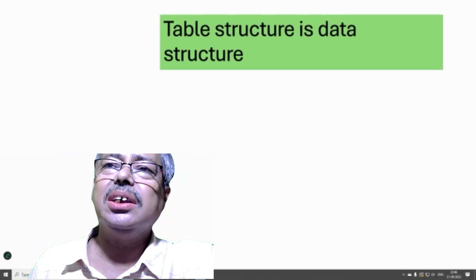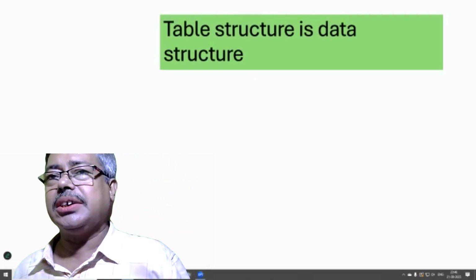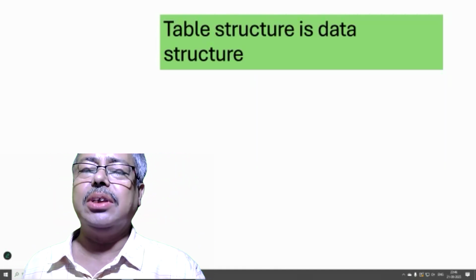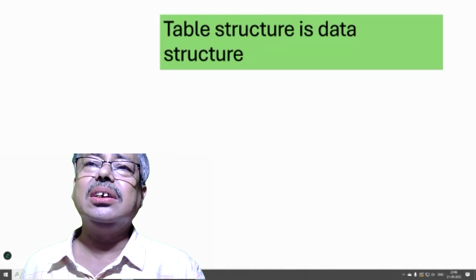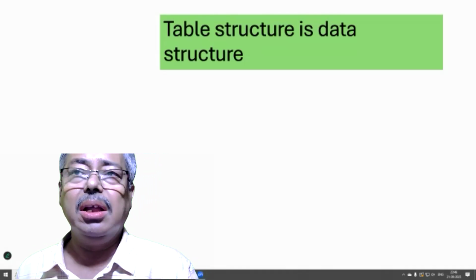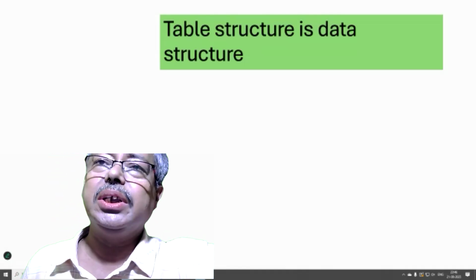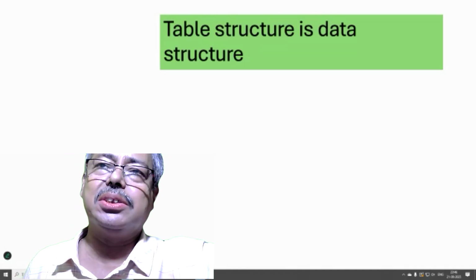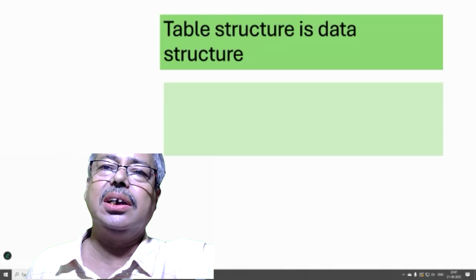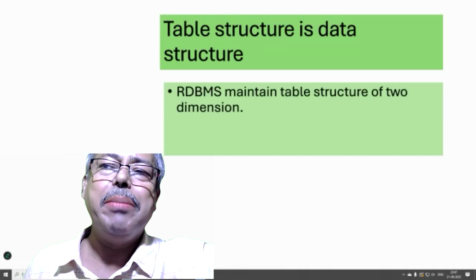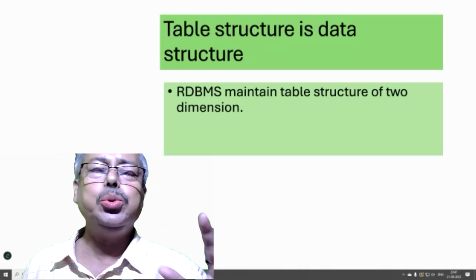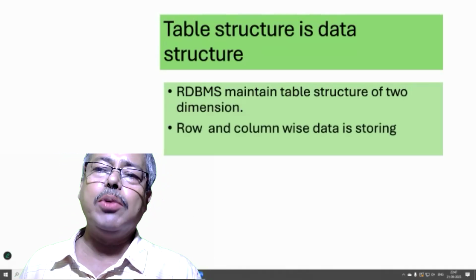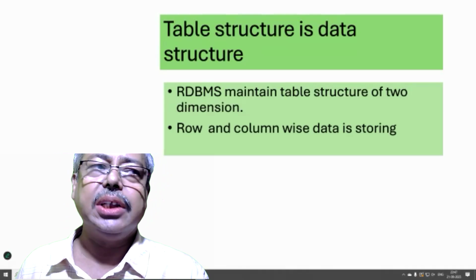And what is the work of a data structure? Data structure stores data. What type of data? Varieties of data. But in the case of a relational database management system, the data structure stores structured data, mainly structured data. So data structure is the most valuable part of the relational database management system. It is maintained by a two-dimensional system, row-wise and column-wise. Row and column-wise data is stored in the data structure, the data table.